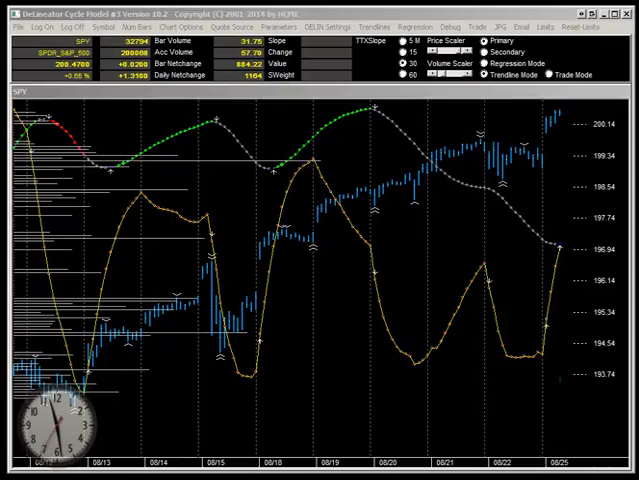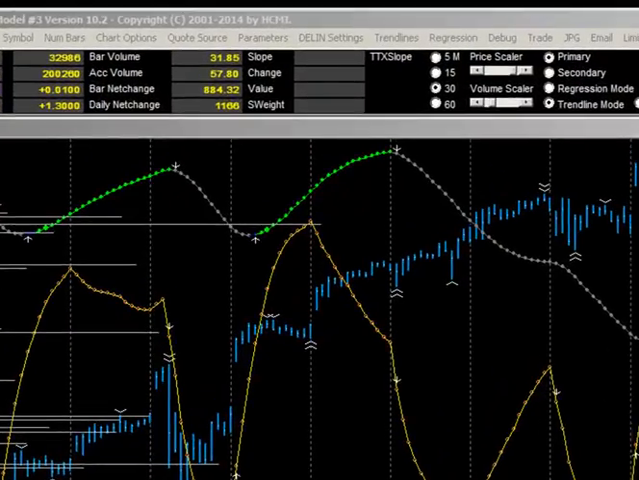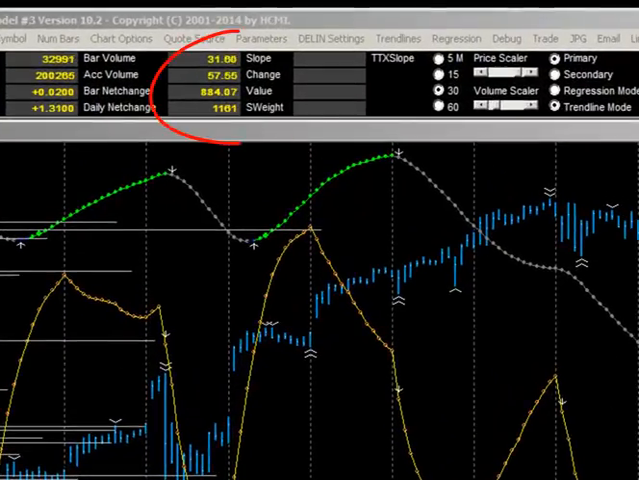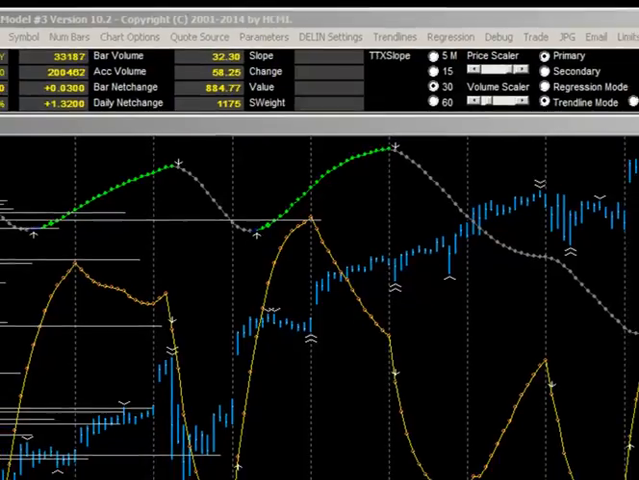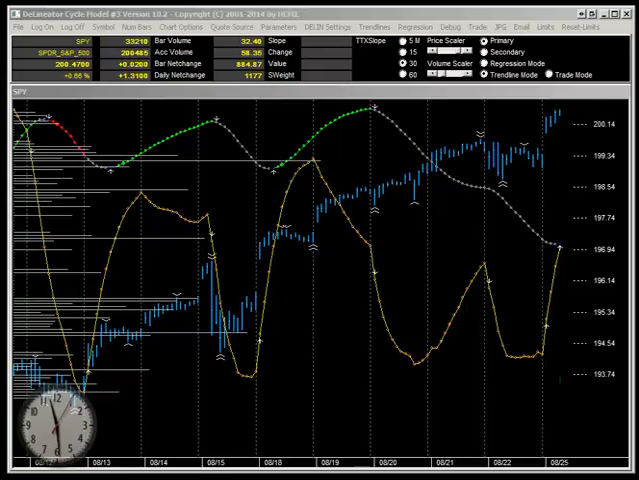So we're back, and we've got just about a minute and a half until the slope change confirmation signal is generated. Taking a look at our numbers, you can see that signal weight's come down a little bit. It's plus 1164, was in the mid 1200s. Our slope is about plus 32, change plus 58. And in another 50 seconds or so, we'll get our slope change confirmation.